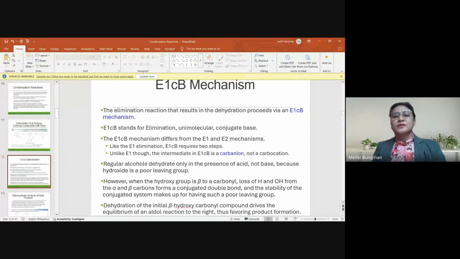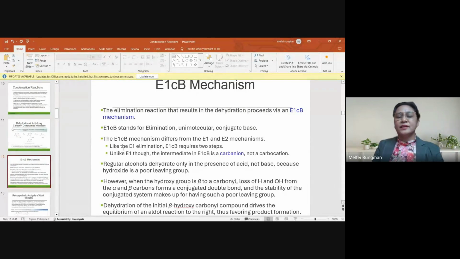E1CB stands for elimination, unimolecular, conjugate base. So we have the intermediate. It's a carbocation usually for E1, but in here it's a carbanion. And we need a conjugate base. So that's why E1CB. So it differs from the E1 and E2 mechanisms in this case.